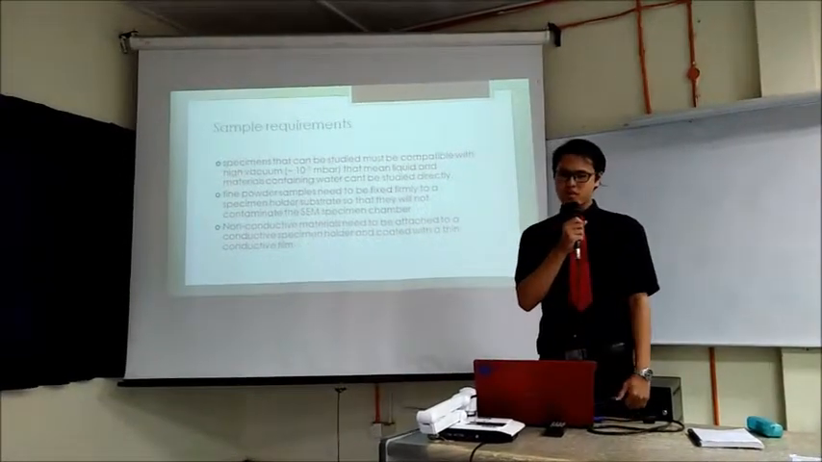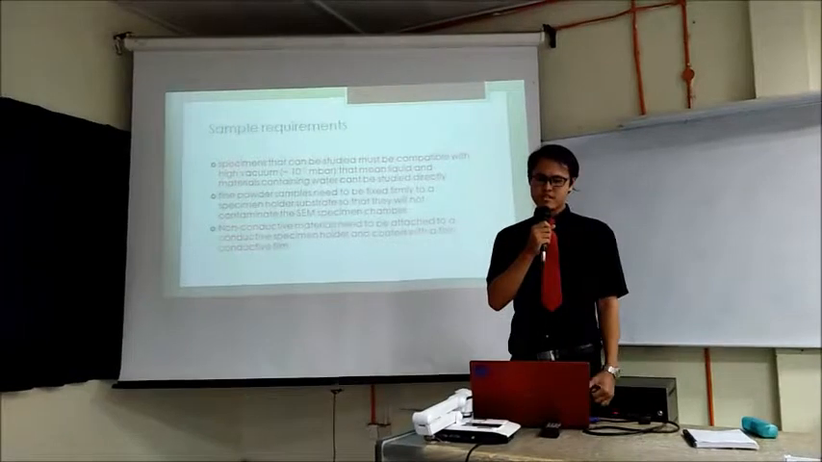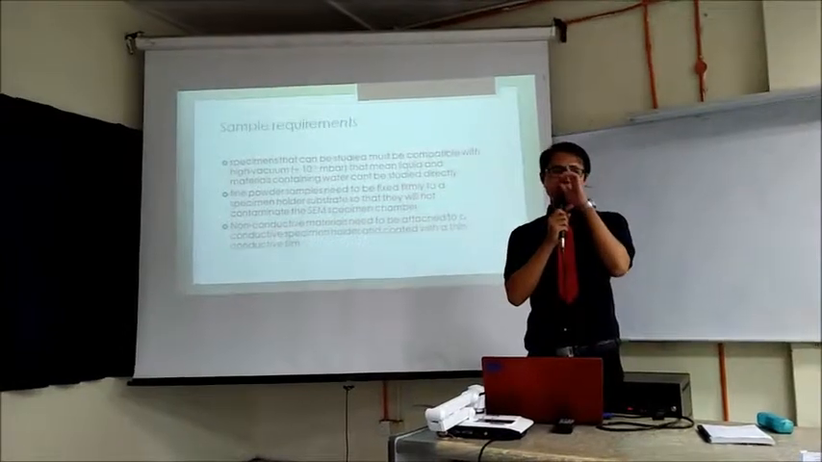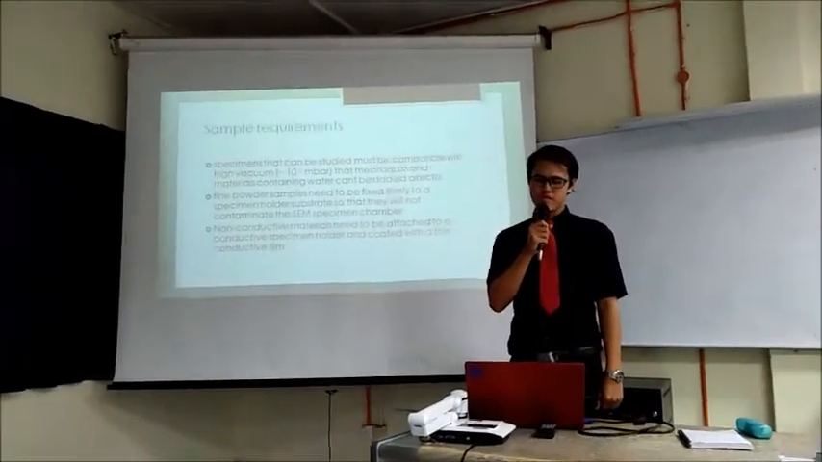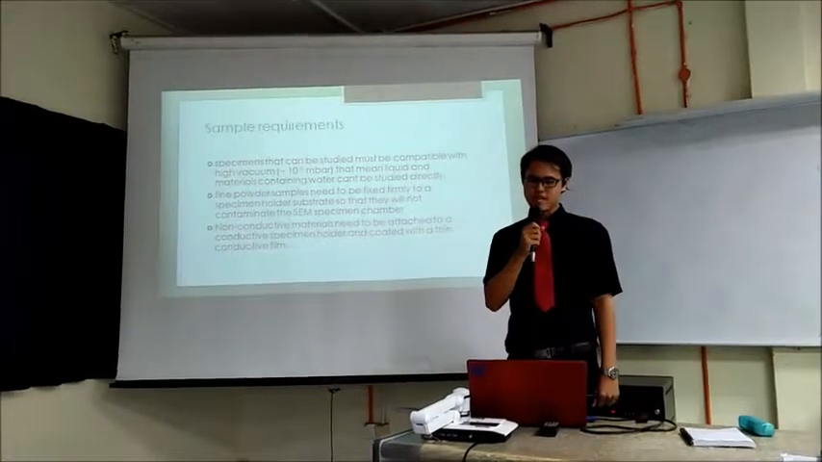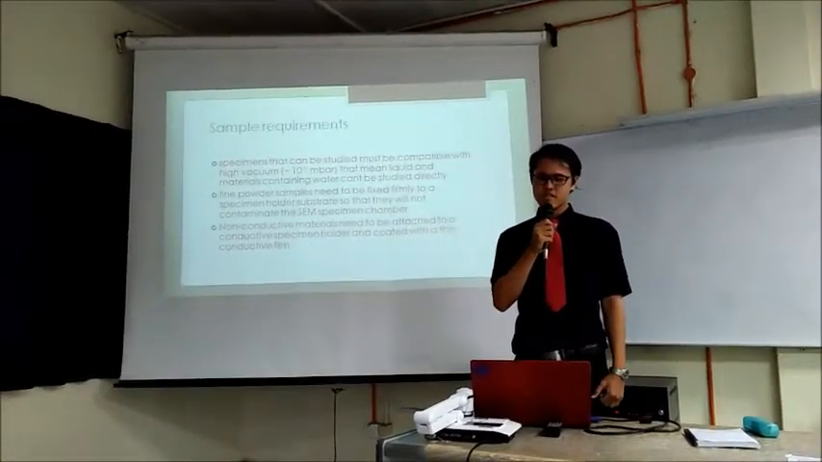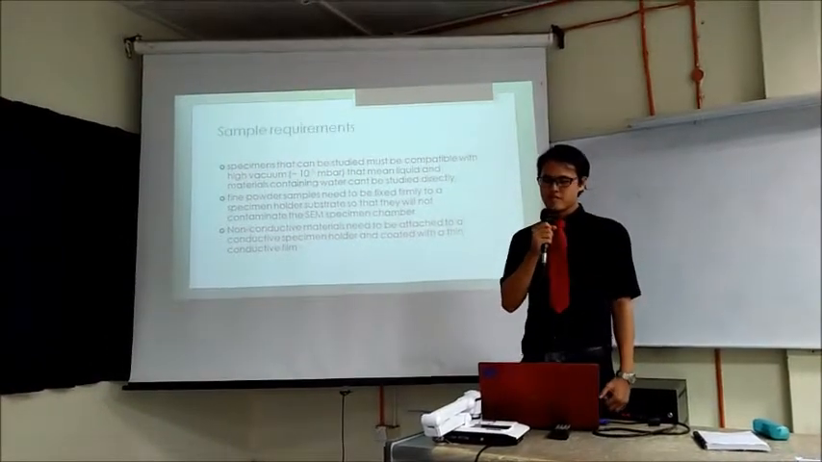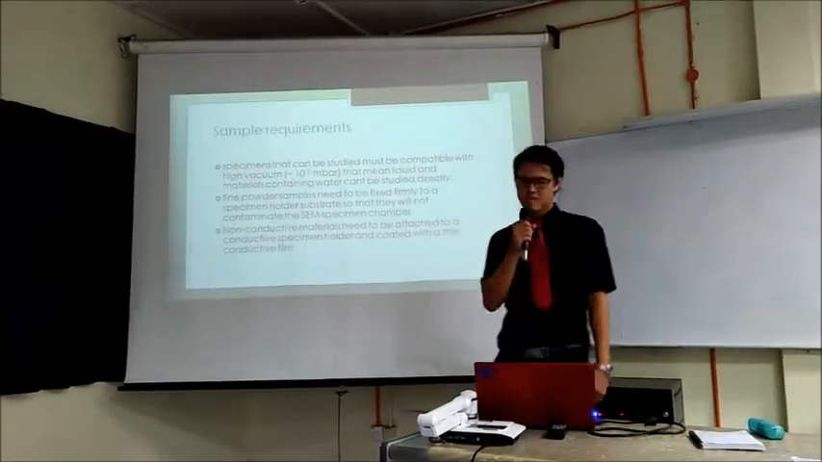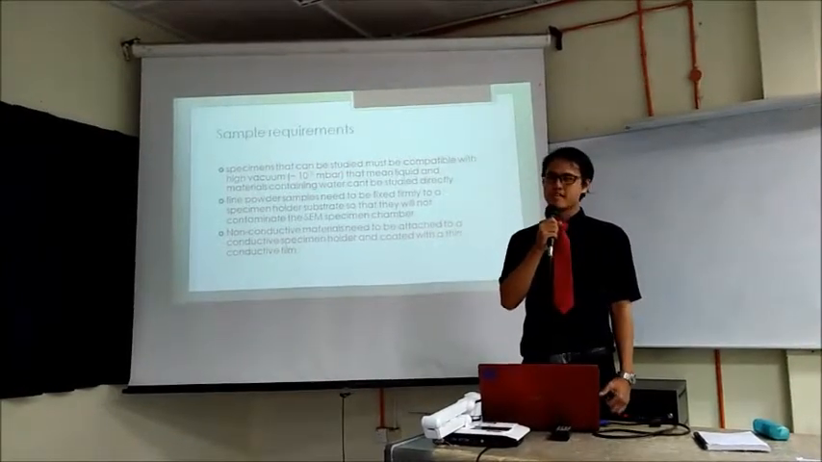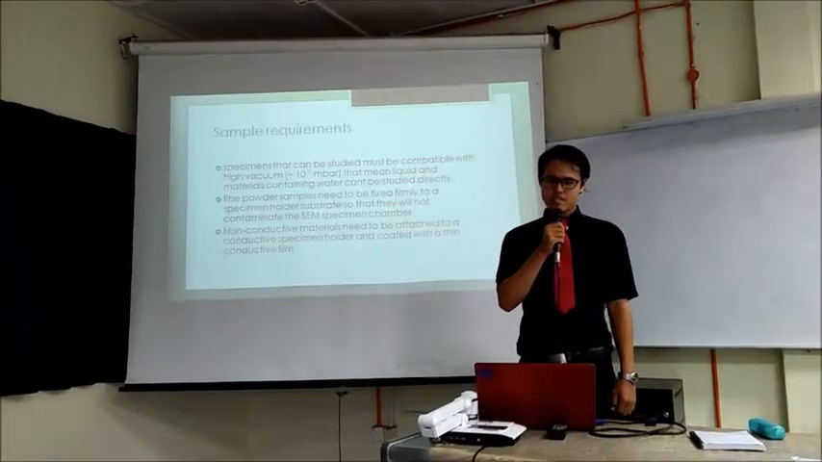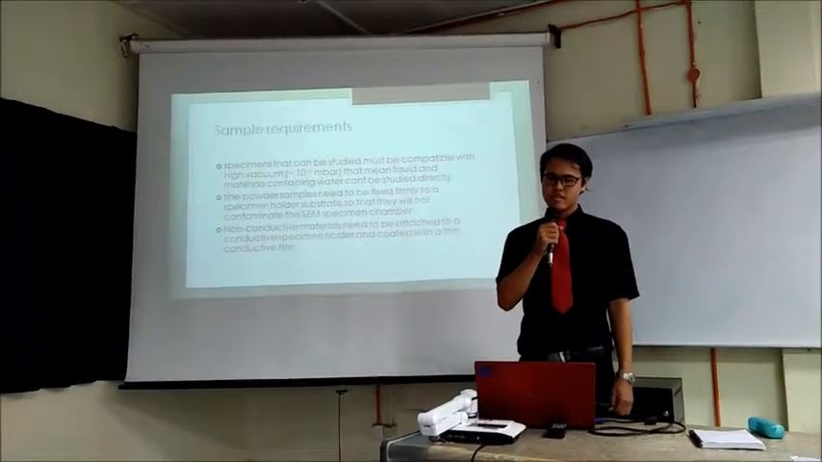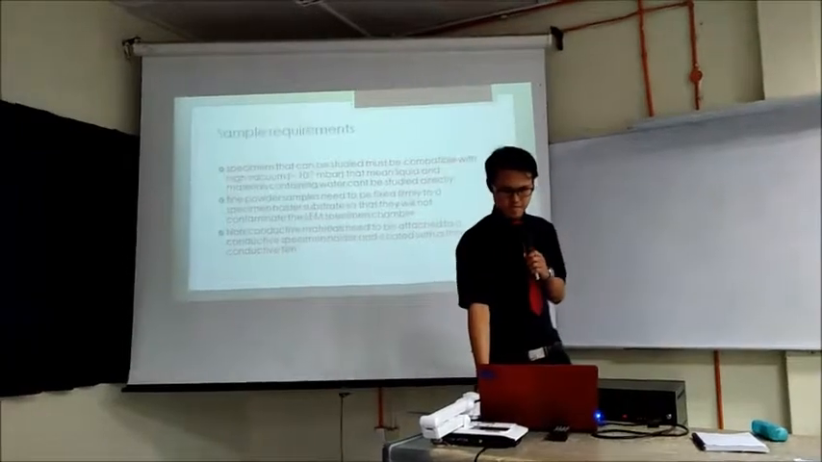After that is sample requirement. A specimen that can be studied must be compatible with high vacuum, in the range between 10 to the power of negative 6 to 10 to the power of negative 5 torr, so that liquids and materials containing water can be studied directly. Also, fine powder samples need to be fixed firmly to a specimen holder so that they will not contaminate the specimen chamber. And the third one is non-conductive materials need to be attached to a conductive specimen holder and coated with a thin conductive film.